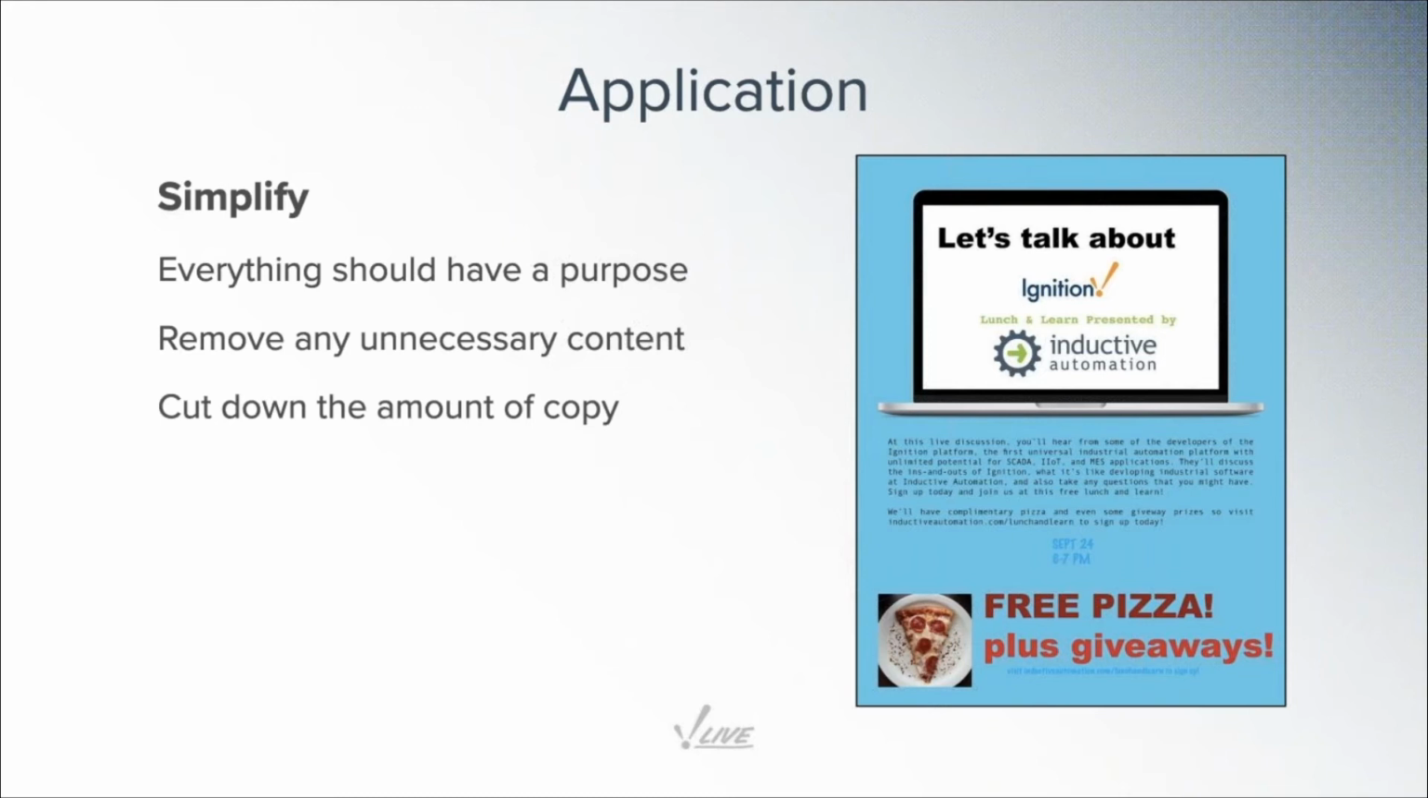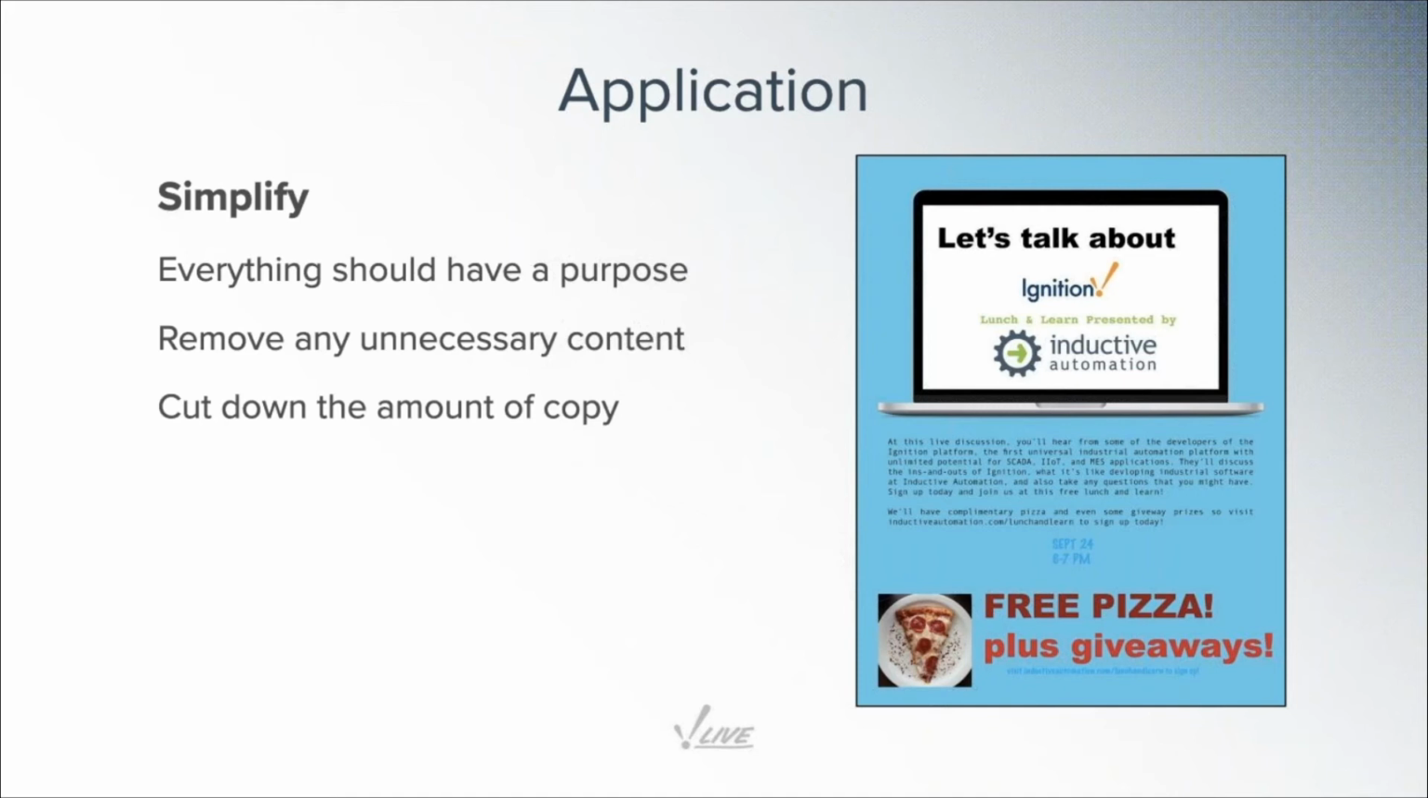Cut down the amount of copy. In the body copy of this example, it's kind of hard to see here, but there's some information about complimentary pizza, giveaway prizes, and the sign up URL. Since this information is already reiterated elsewhere, it's probably best to remove repeat information like this. And just as a note, while reiterating information sometimes helps reinforce something, sometimes it does just the opposite and just adds clutter, making the information harder to digest.